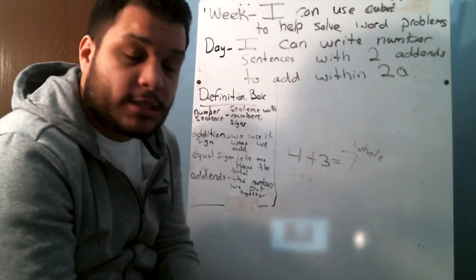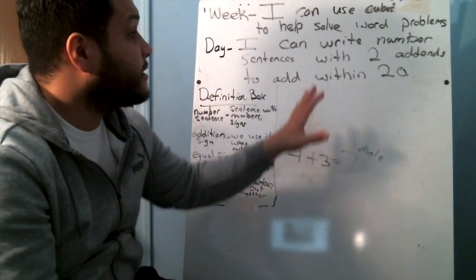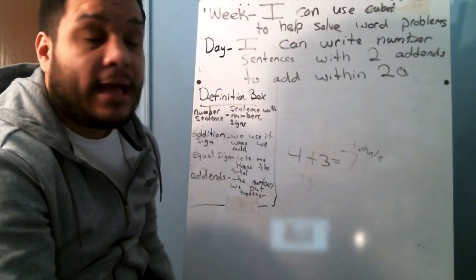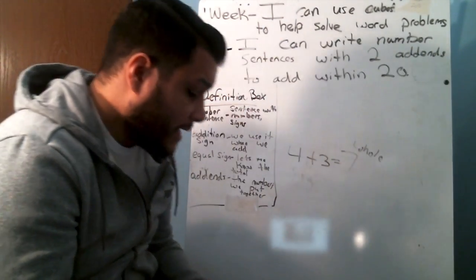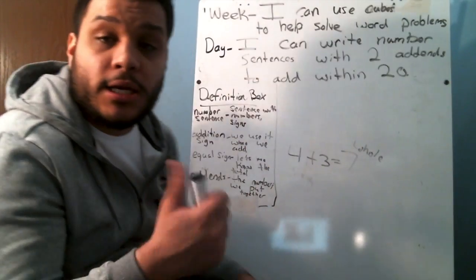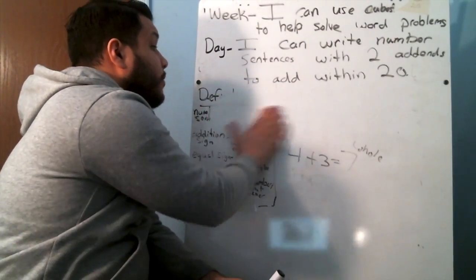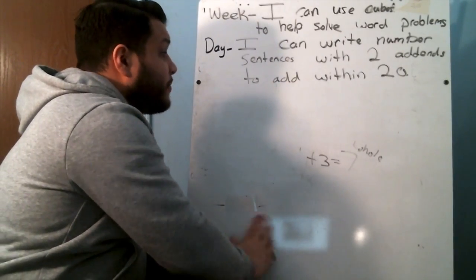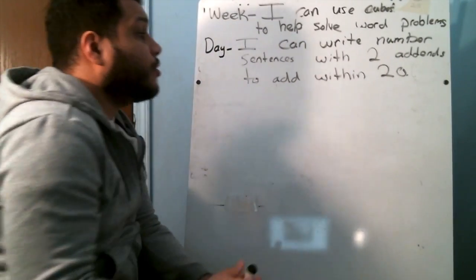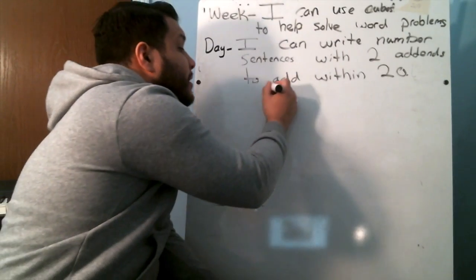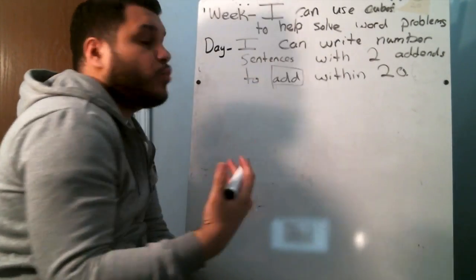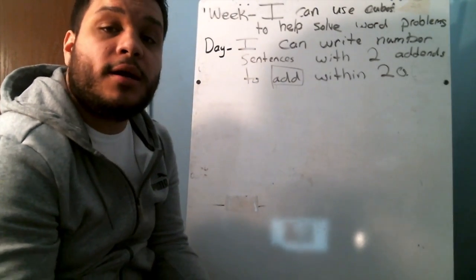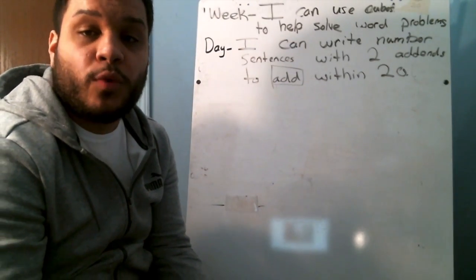Yesterday, we used the strategy using manipulatives to represent our numbers so that we can solve our word problems. Today, what we're going to be focusing in on is writing a number sentence. And we already defined a number sentence as a sentence that has numbers and signs. Well, we know that in our I can statement, the word that we have up there is add. So if we're using adding, then we also know that we're going to use which sign? Yes, our addition sign.